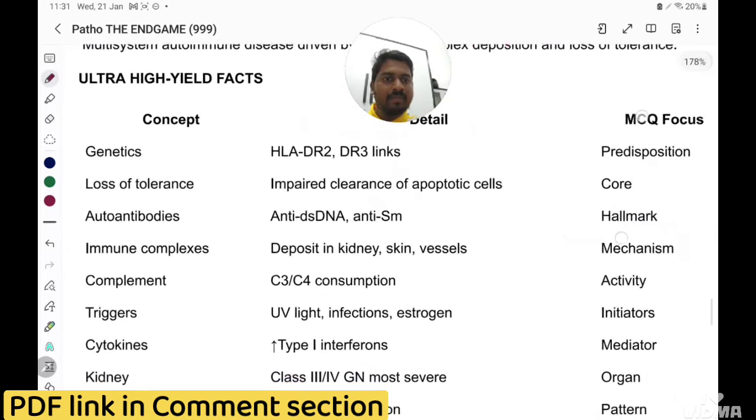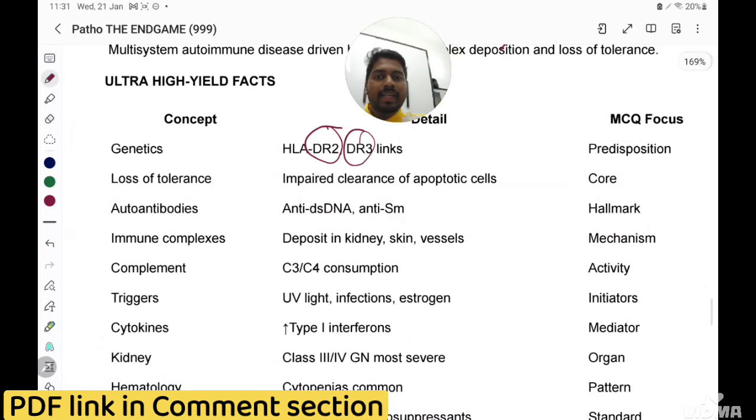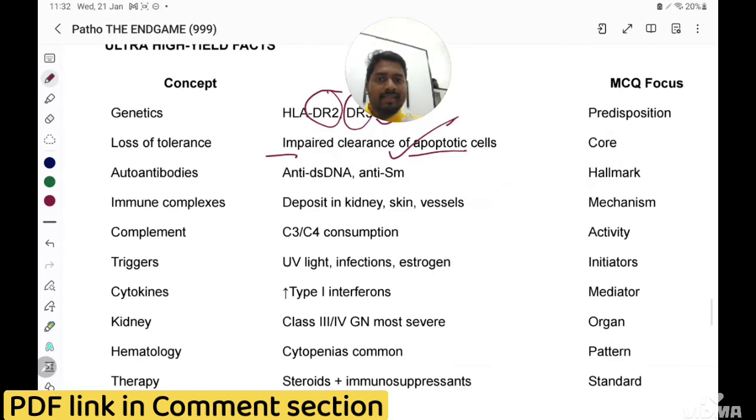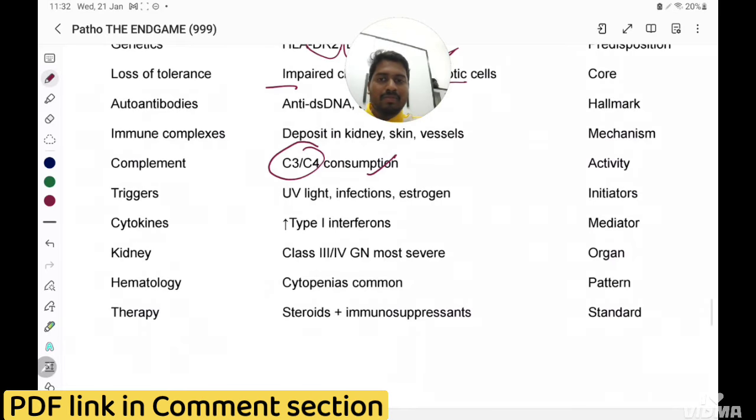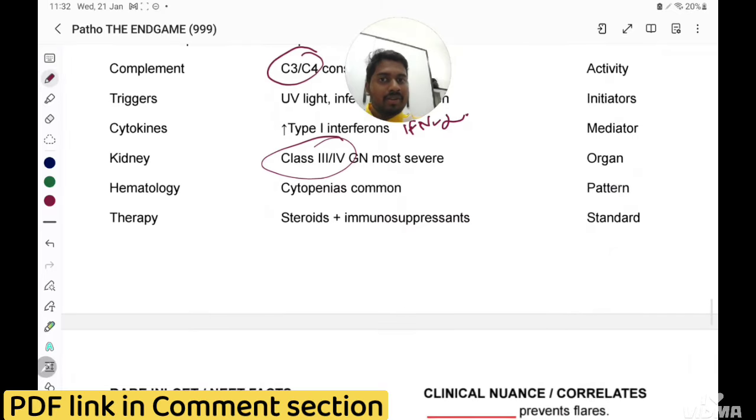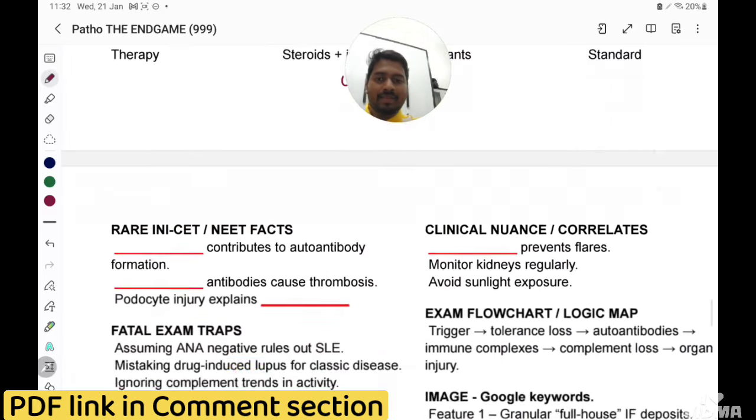Let's solve questions. So genetics, actually DR2 and DR3 link will be there. Loss of tolerance and impaired clearance of apoptotic cells are seen. Complement C3 and C4, there will be less complement, as these levels will decrease because of consumption. Next, the cytokine is interferon alpha. Class 3 and class 4 glomerulonephritis is the most severe form, and then steroids and immunosuppressants are used.